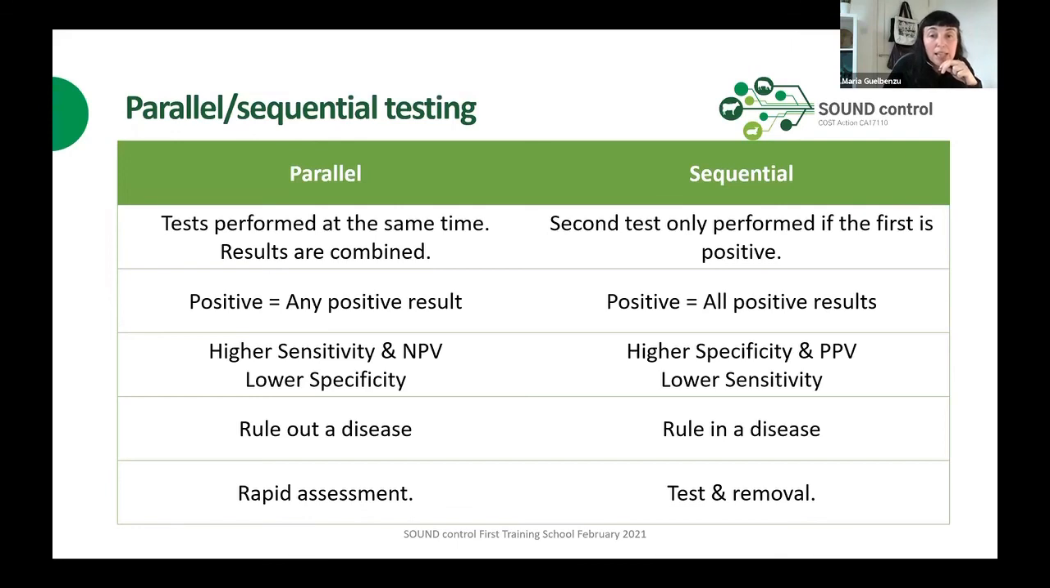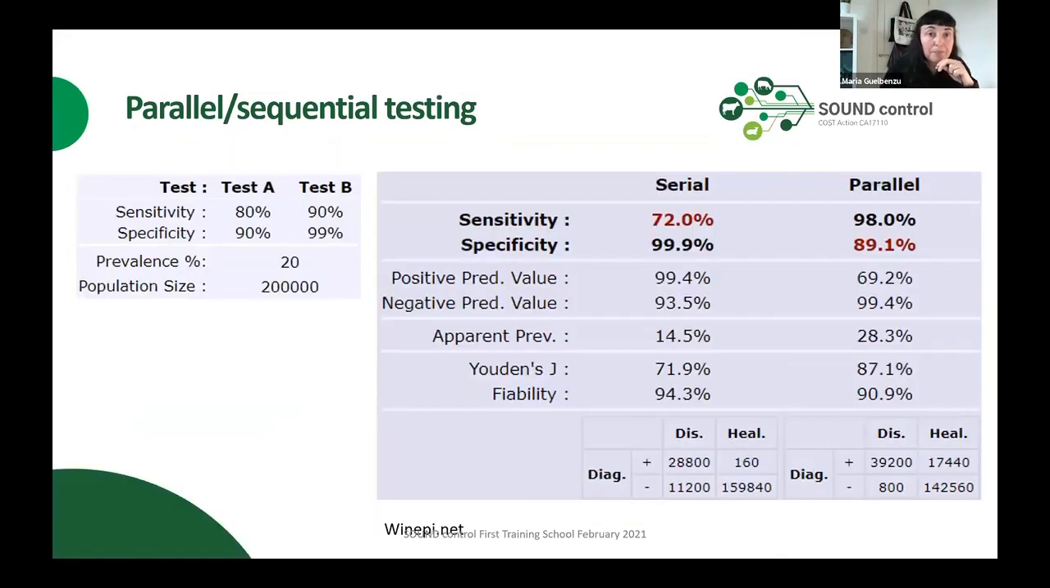So let's see really the effect that these are going to have. Here, I've used the same WinEpi website that I've given you for the exercise earlier, so you can use that to test these things. So I put a test A with a sensitivity of 80% and a specificity of 90%, and test B with a sensitivity of 90% and a specificity of 99%, with a prevalence of 20% and a population size of 200,000.